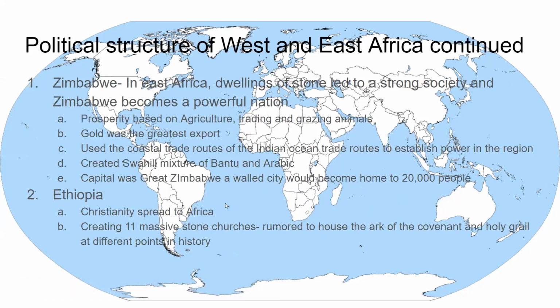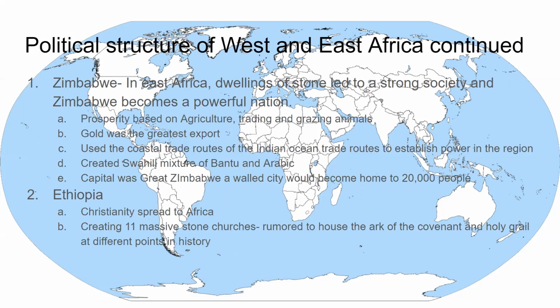All right. In East Africa, Zimbabwe. All right. Zimbabwe was a word that essentially means a stone dwelling. And the people who lived there built these stone dwellings. Soon Zimbabwe becomes a powerful nation because of their permanency and because of their ability to defend areas. Stone dwellings, they put up stone walls around their dwellings to defend themselves.